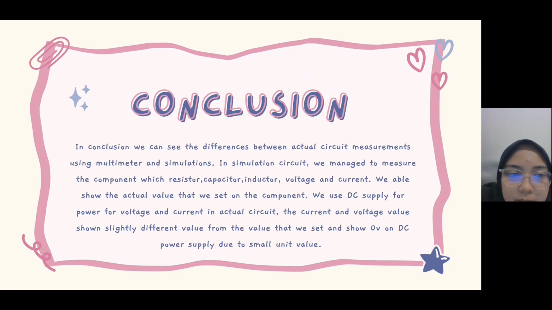We use DC power supply for power of voltage and current in actual circuit. The current and voltage value show slightly different value from the value that we set and show on the DC power supply due to small unit value.